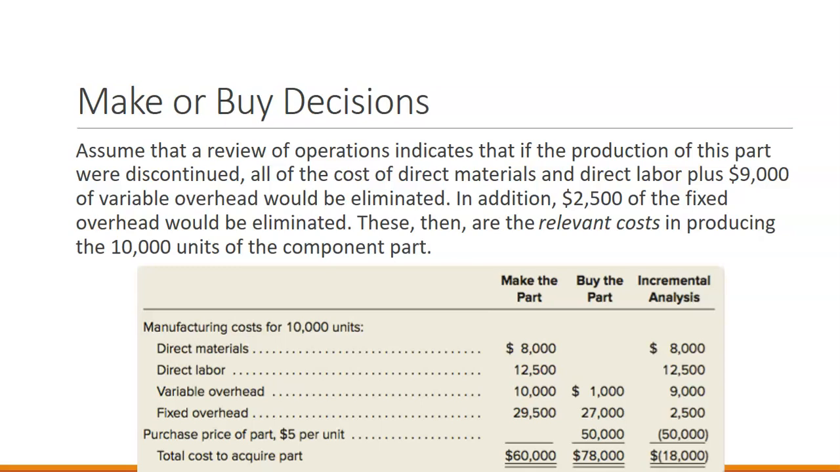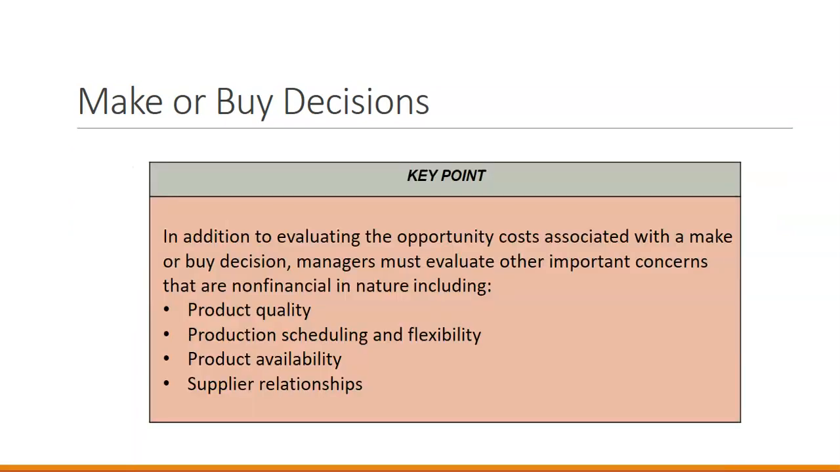So we can see here that even though this part costs a dollar less, because we have what are called unavoidable fixed overhead costs, we would actually lose money, $18,000 in this incremental analysis, if we bought the part from an outside vendor. We also have to think about non-financial things when we're looking at make or buy decisions.